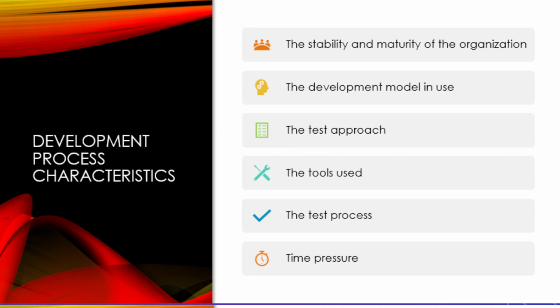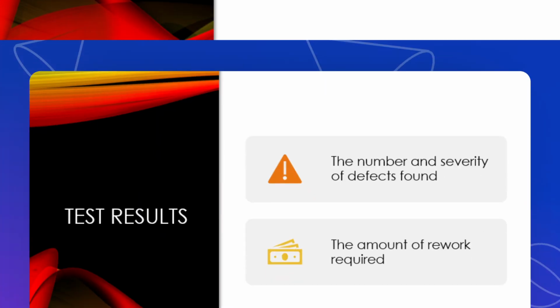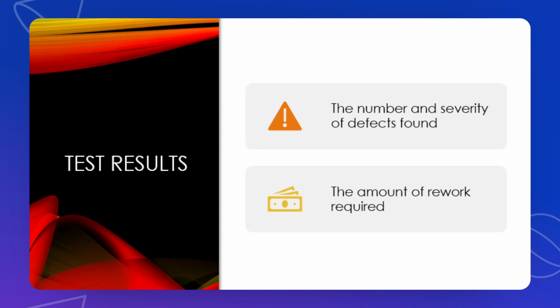time pressure. So when we talk about people characteristics, it means people involved with expertise, the skills and experience of the people involved, especially if they have experience with similar product or service. Team cohesion and leadership, these are some of the people characteristics. And test results can be the number and severity of defects found, the amount of rework required.